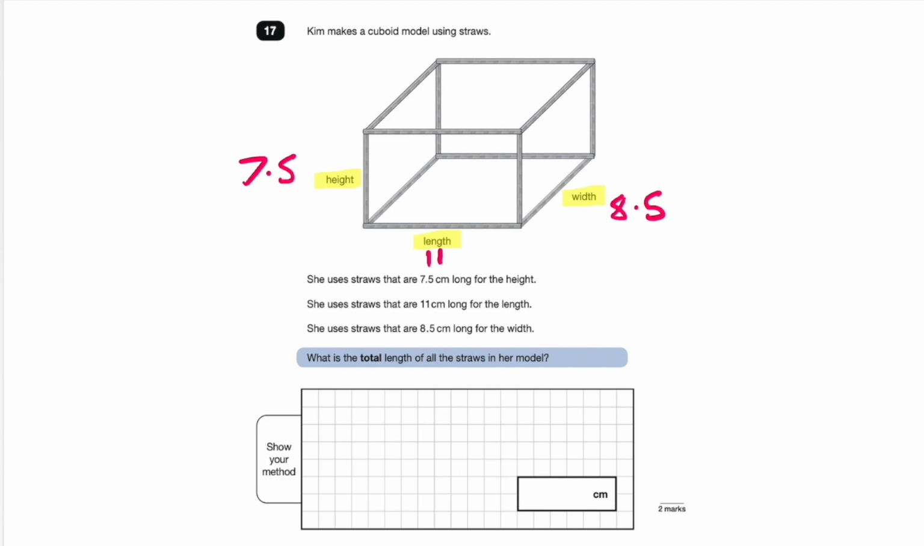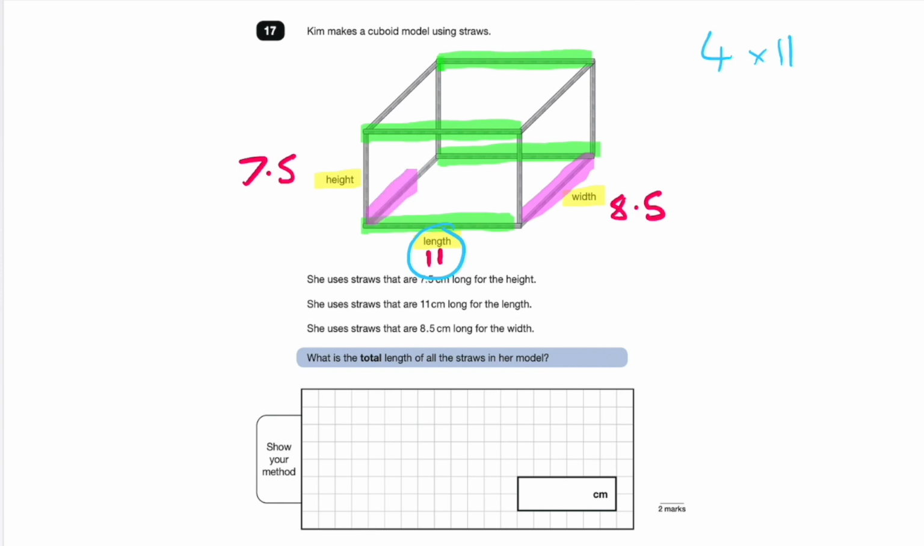Okay, so we've got a bit of work to do here. So the first job is identifying which straw is which. Let's start with our lengths. So this is one length, but then also this would be a length. And then I have 2 lengths on the back side as well, 1 and 2. So in total, I have 4 lengths. So I'd have 4 times 11. Now let's have a look at these widths. Well, I have 1 width here.